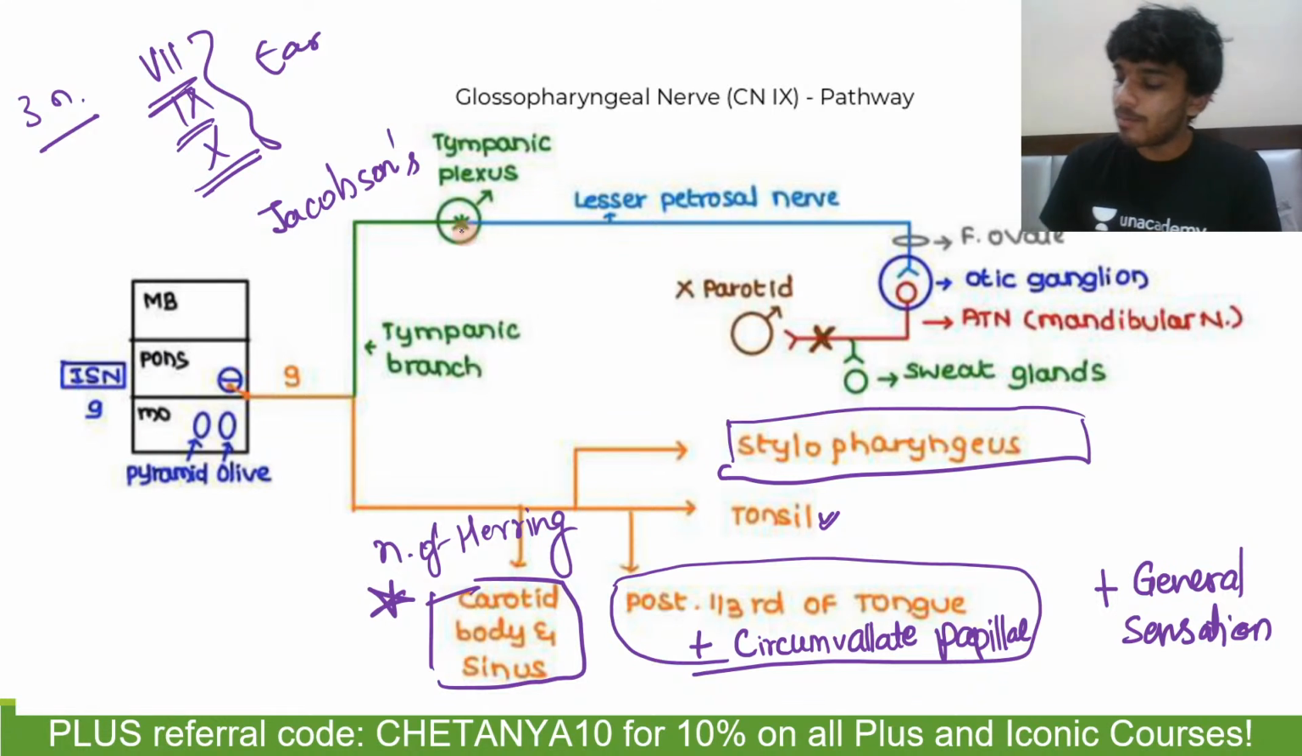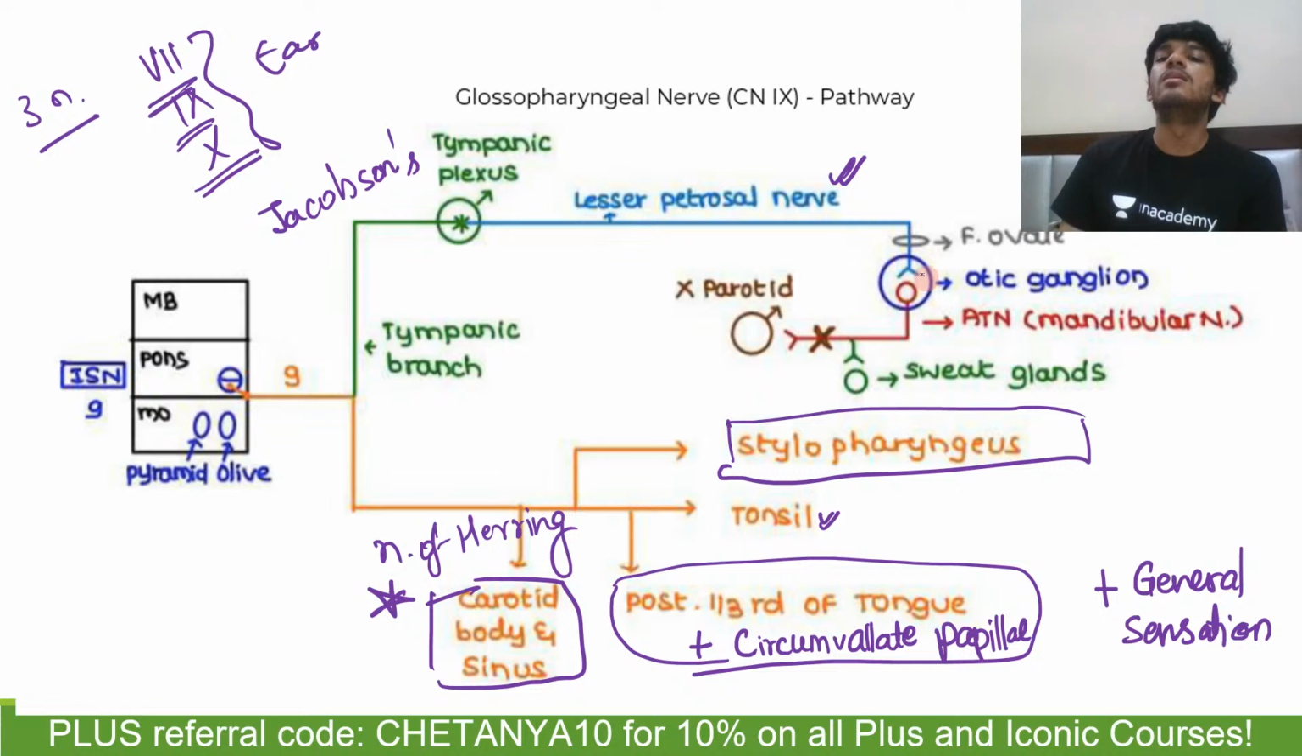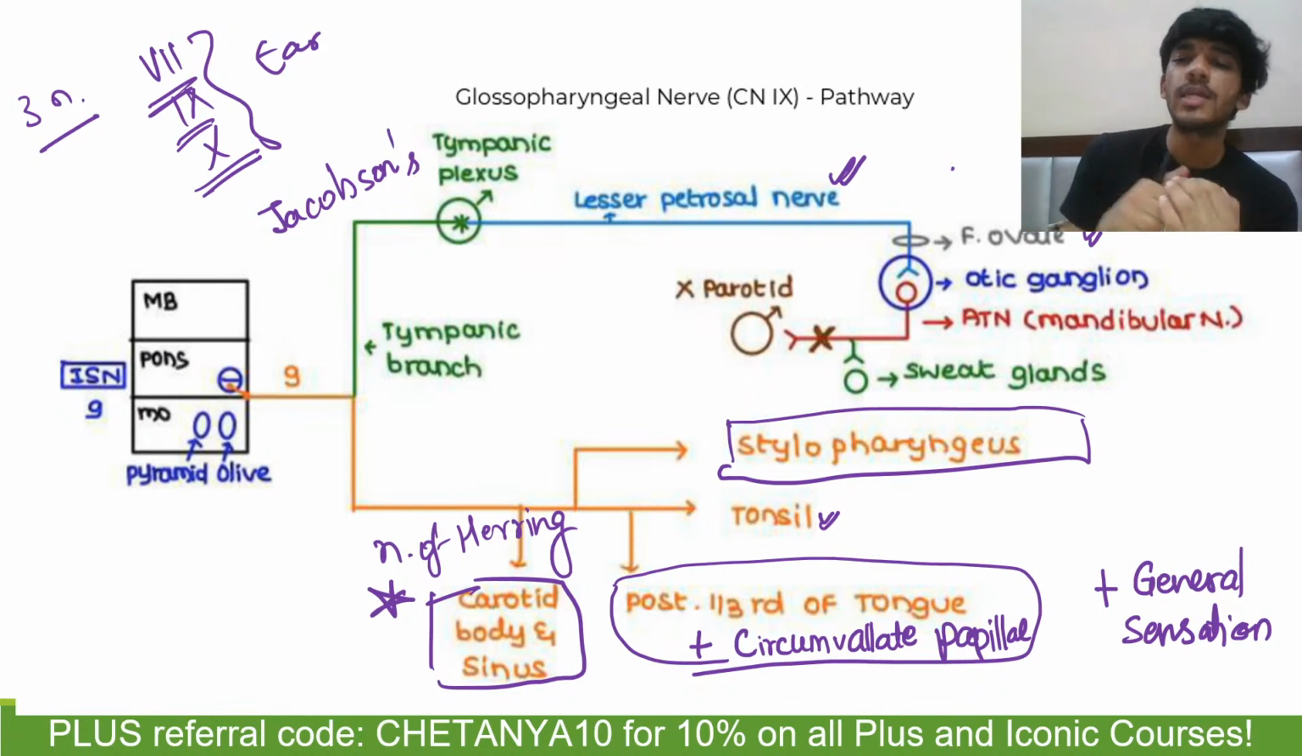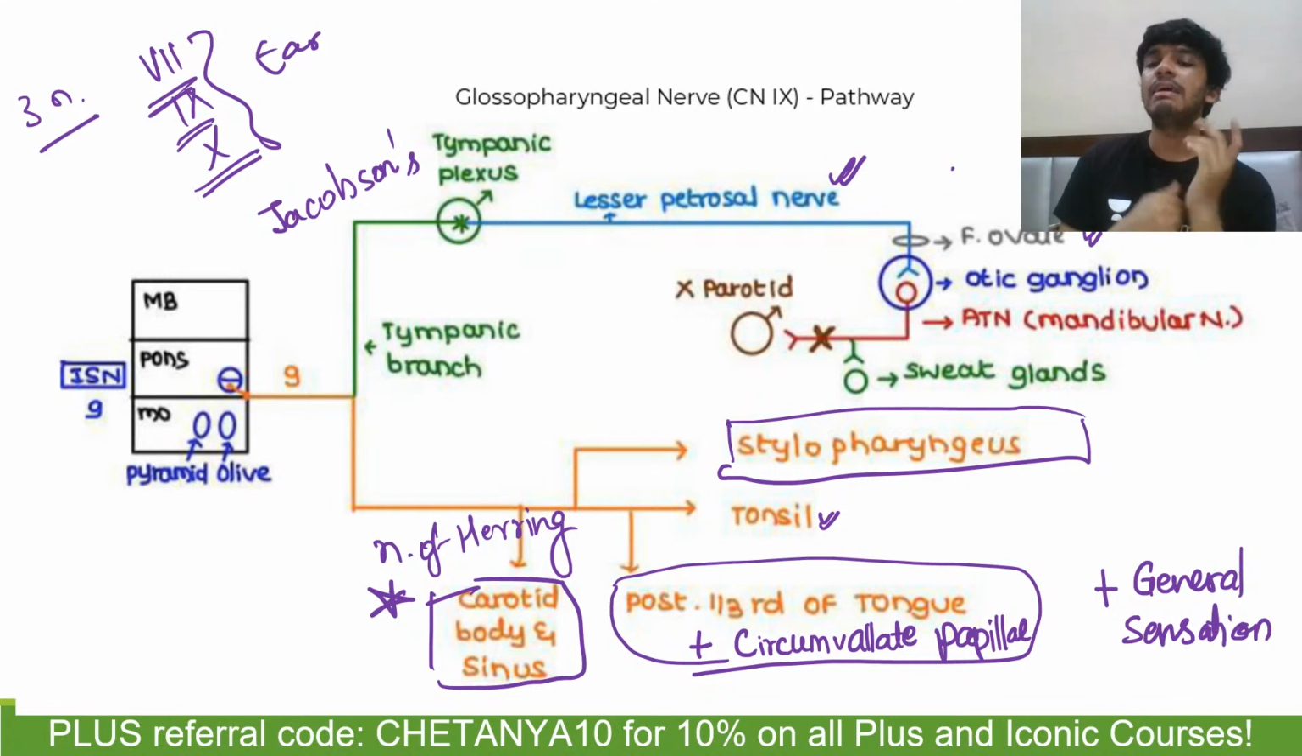Then after the tympanic plexus, it forms the lesser petrosal nerve, which exits the middle cranial fossa via the foramen ovale and enters the otic ganglion. Now where is the otic ganglion present? Along the mandibular nerve, right? And the otic ganglion is somewhere here. Then it moves with the zygomatic nerve, right? So basically, after this, there is a course that is a little complicated, with which it reaches the parotid gland.